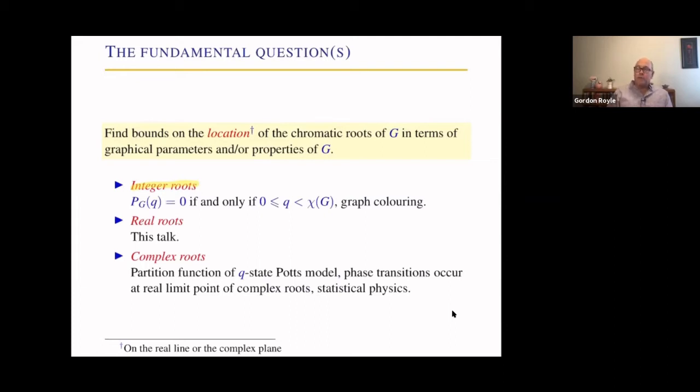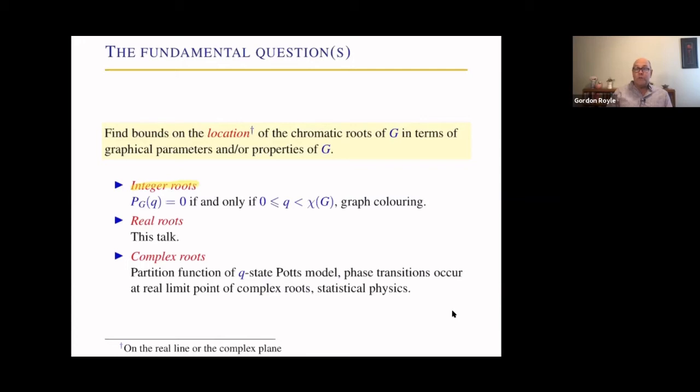And then the complex roots. Now that's an interesting topic about which I've talked many times, including several times at Waterloo. You might think that taking the complex roots is a bit of a strange, unmotivated thing to do, because what on earth do we care? It doesn't make any sense to talk about the number of 1 plus i colorings of a graph. But it turns out that the complex roots are incredibly important, because the chromatic polynomial is just a special case of the partition function of the q-state Potts model.